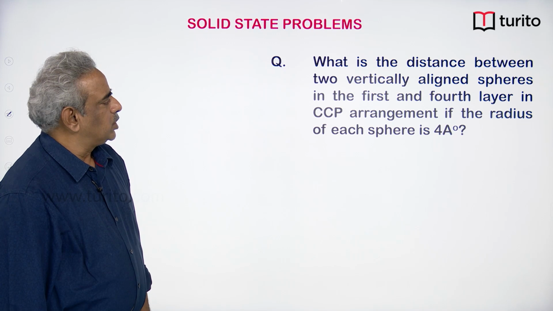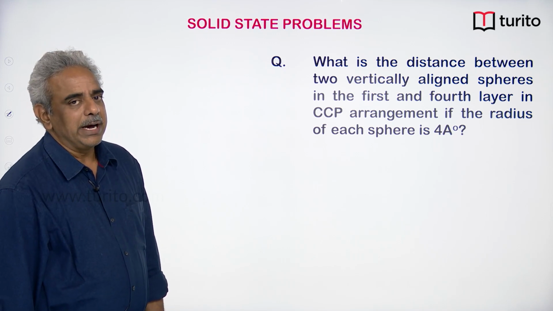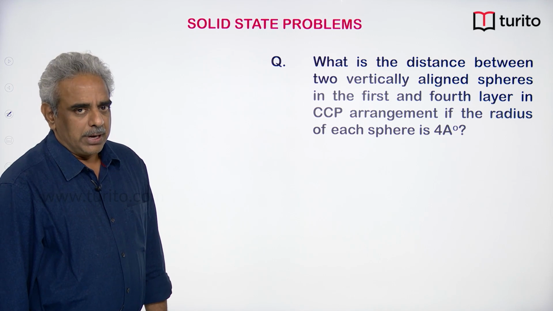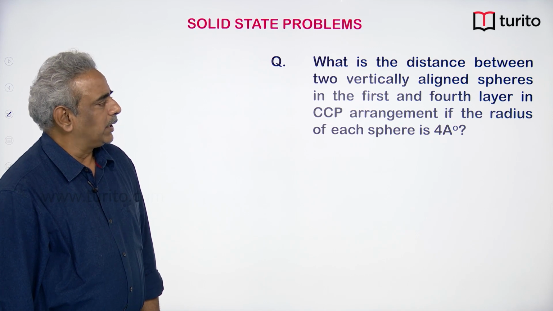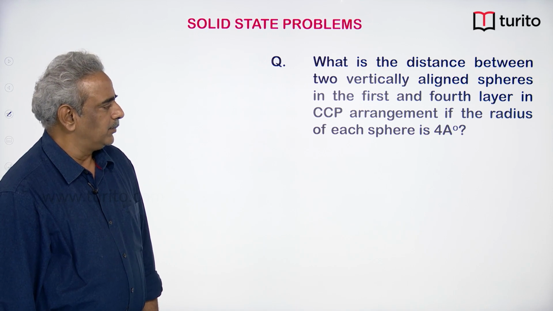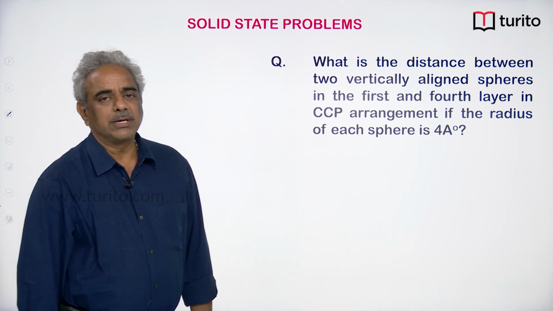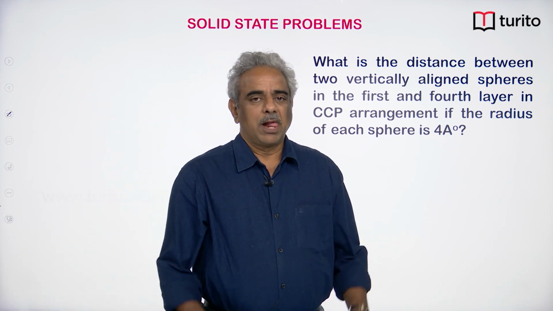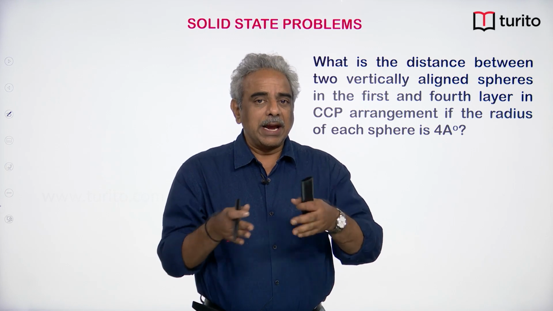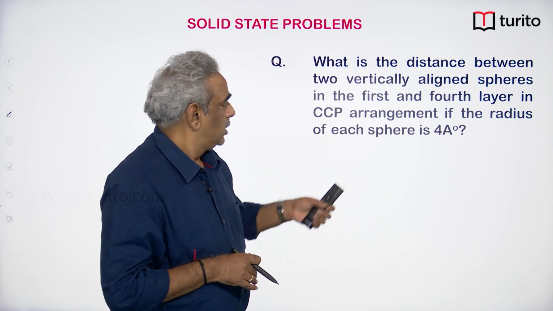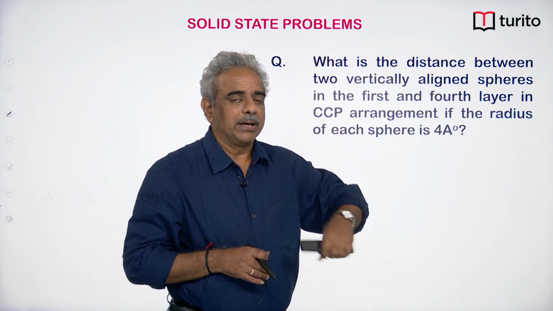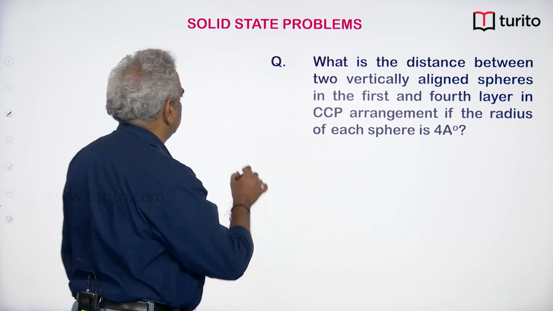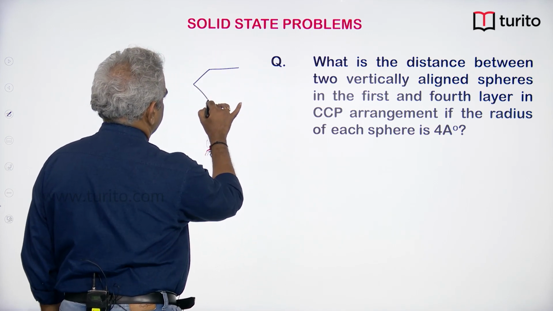What is the distance between two vertically aligned spheres? Read the question carefully, a fantastic question, very good question. What is the distance between two vertically aligned spheres in the first and fourth layer in CCP arrangement if the radius of each sphere is 4 angstroms? Vertically aligned spheres, where? In CCP arrangement, first layer and fourth layer. So, what is CCP arrangement? This is CCP arrangement.